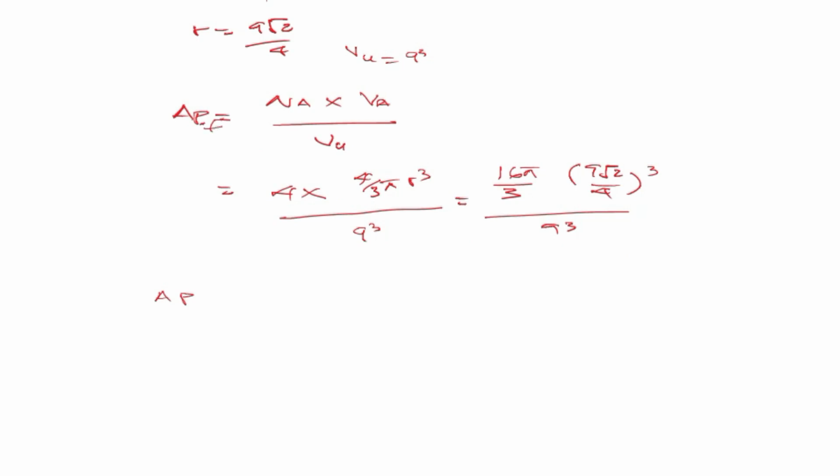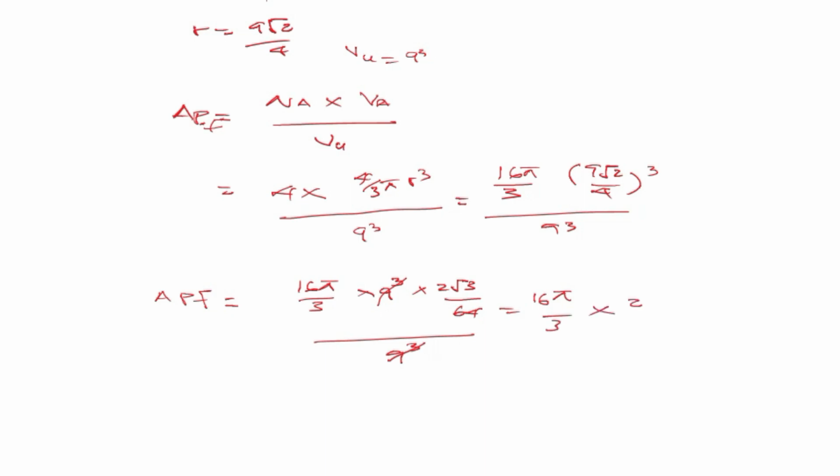Our APF, atomic packing factor, is equal to 16 pi over 3 multiplied by A cube. If you cube this bracket, you are going to have A cube. Cube of root 2 is 2 root 2, over cube of 4, which is 64, over A cube. So A cube can cancel A cube. So here we are left with 16 pi over 3 multiplied by 2 root 2.